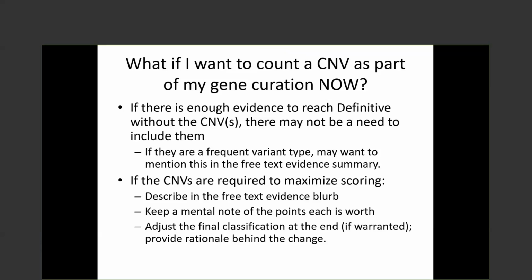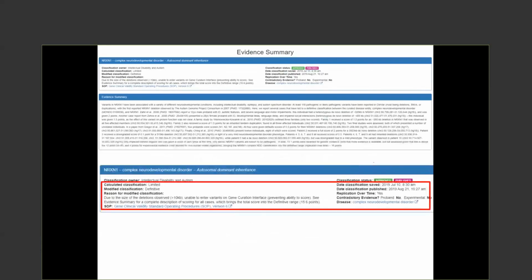And just be sure to explain what you did in the reason for change field. So this is difficult to see, but this is an example of a gene disease validity curation for Orexin 1 and complex neurodevelopmental disorder, where we really did need the CNVs in order to maximize scoring. So you'll note that the classification actually needed to be modified from limited to definitive because the majority of the observed variants were in fact CNVs.